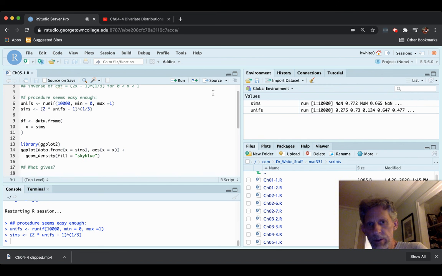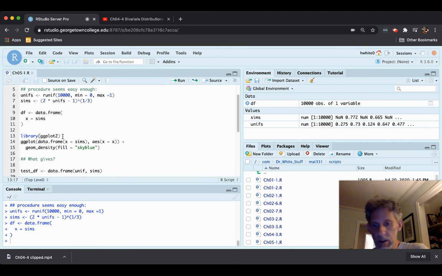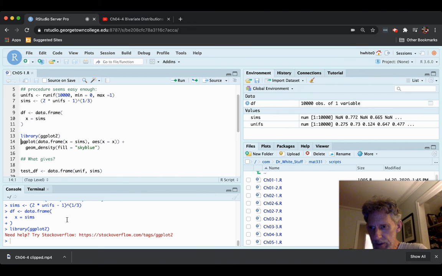And you may notice in the global environment there might be something up. I see some NaN sometimes. NaN stands for not a number. Let me just blow by that right now and make my data frame, whose only column is those sims, and that column is called X. I'll go ahead and make sure I've got ggplot2 loaded. Okay, I've loaded it. And let's make a density plot.